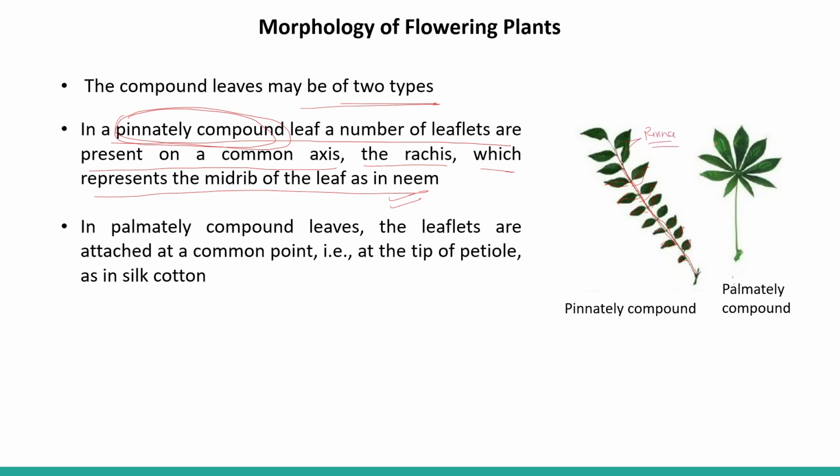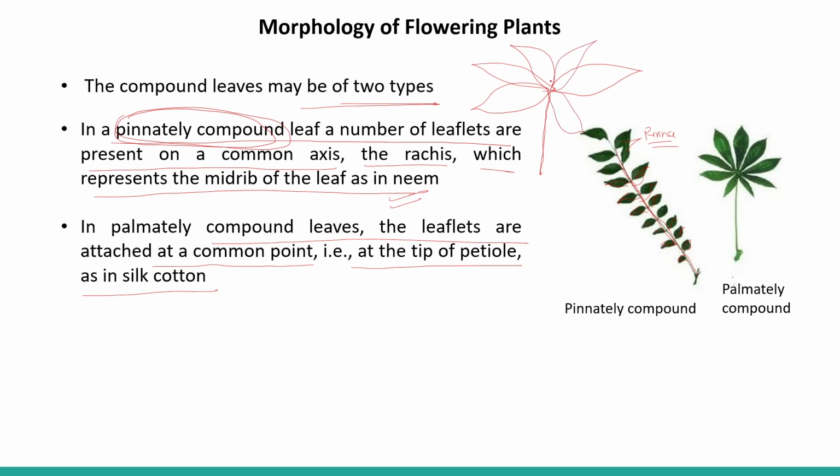In palmately compound leaves, the leaflets are attached to a common point, that is, at the tip of the petiole, as in silk cotton. So here, suppose I am drawing a palmately compound leaf, then here we can have it like this, leaflets attached at one particular point.